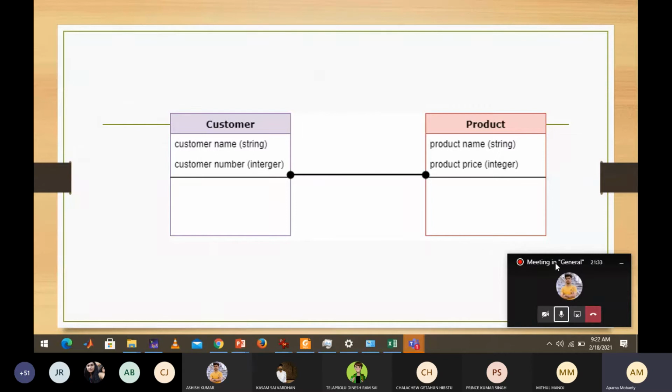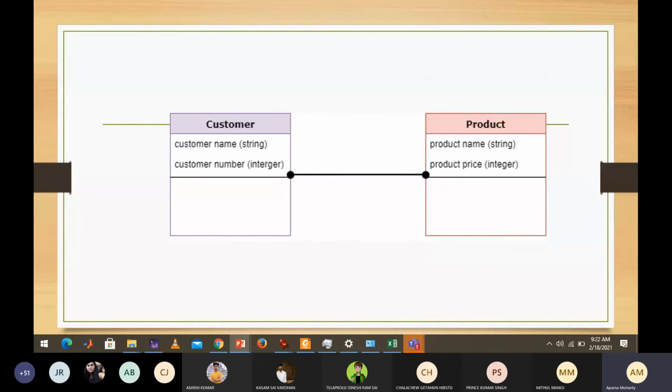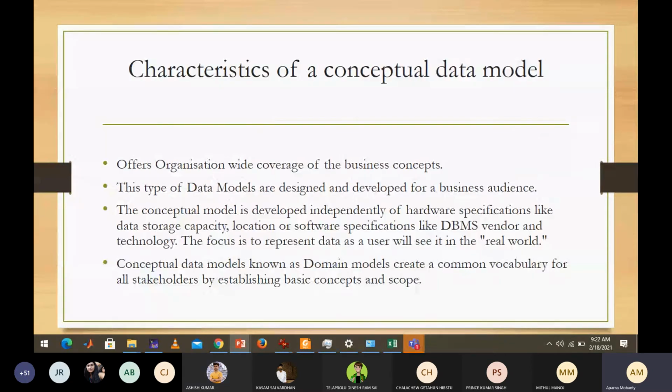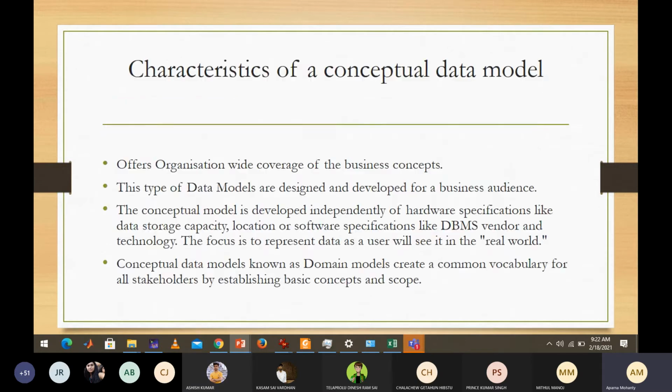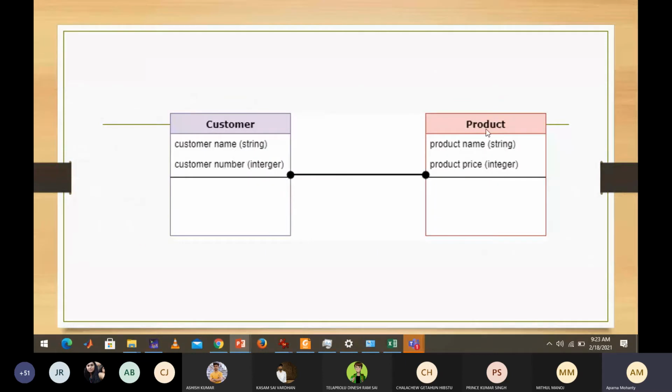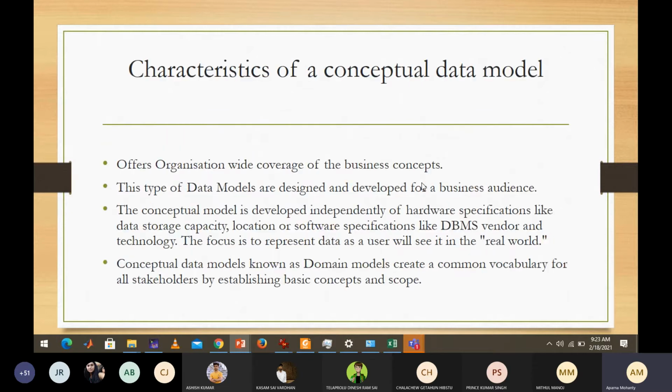Just look at this diagram. This is the conceptual model. The customer and product are two entities, and the attributes are customer name and customer number. For the product, these are the attributes. They are established by this relationship, sale. Next, move over to this logical model. The entities are customer and product, and these are the attributes. Is there any difference? Can you identify between this and this one?